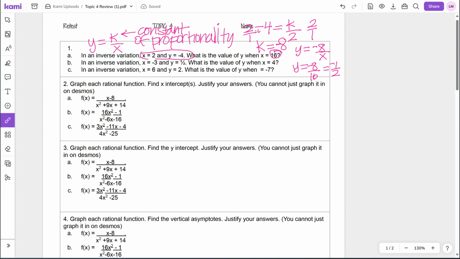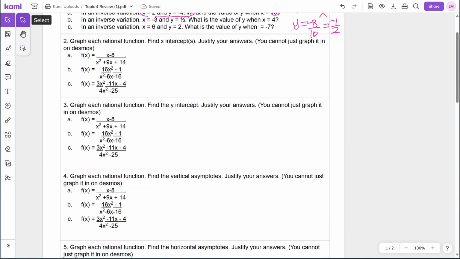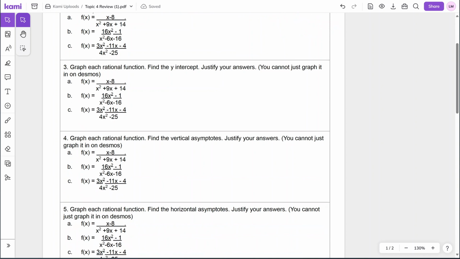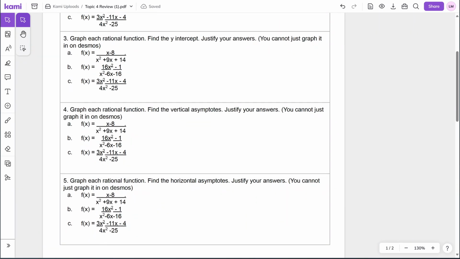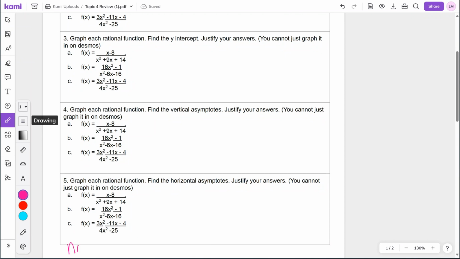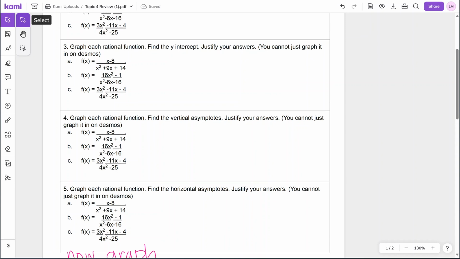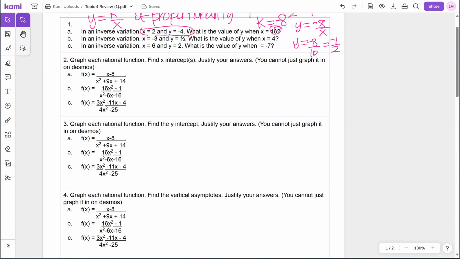All right, so number two, we're graphing rational functions, and we're going to graph when we get to the end. So I know the beginning says graph each rational function. So we're actually going to graph when we get through number 5. All right, so we are going to find the x-intercepts first. So this whole section is just finding the x-intercepts.